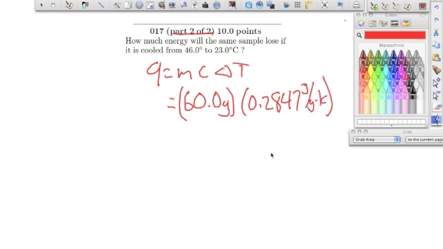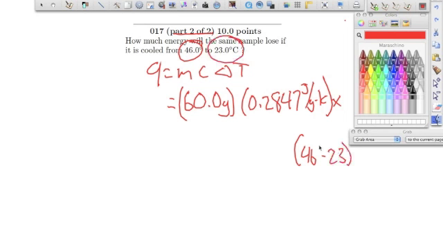And then I have a change in temperature, which I'm multiplying all this together. I just ran out of room over here. So I'm multiplying that all together, which is our final minus our initial, where our initial temperature is the first one that we see, which is 46, minus my 23.